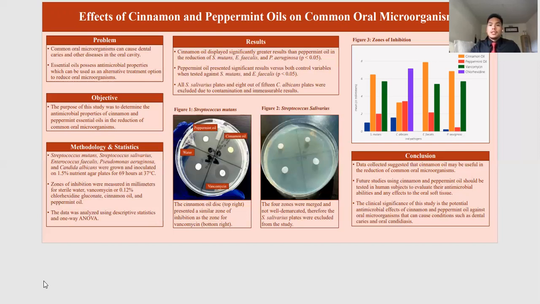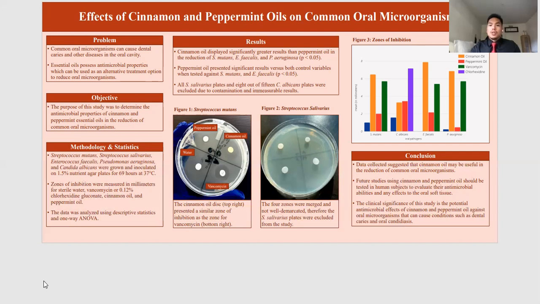For E. faecalis, cinnamon oil displayed a significantly greater zone of inhibition than water, vancomycin, and peppermint oil with a p-value of less than 0.05. Here, peppermint oil showed a significantly larger zone of inhibition than water, but was significantly smaller than vancomycin.